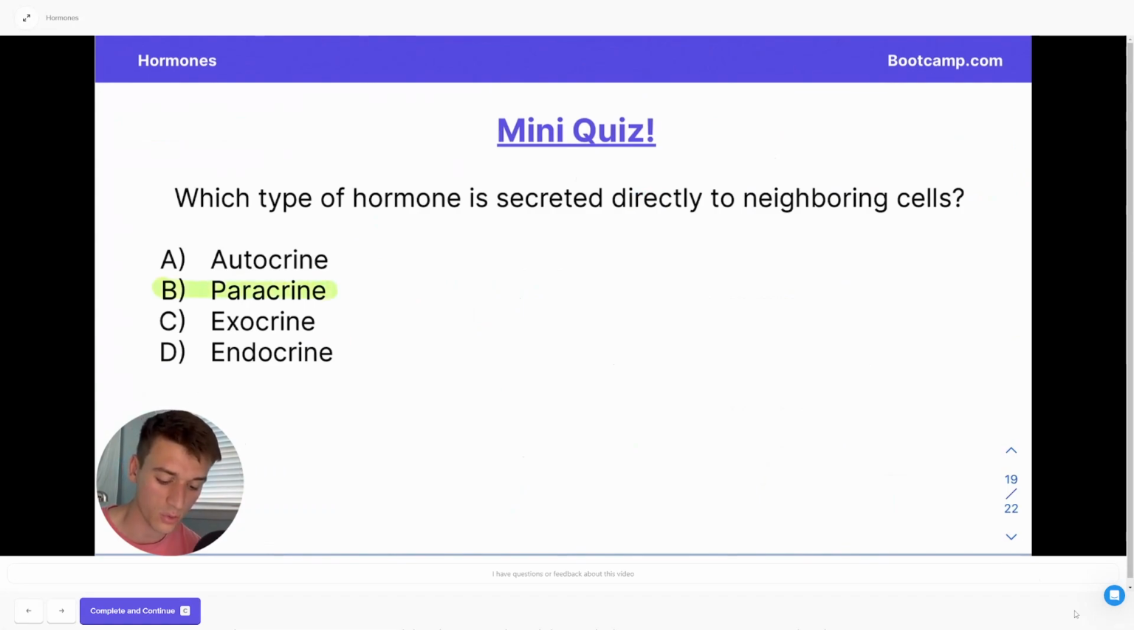Remember, paracrine hormones are the ones that are going to be released, secreted by one cell, with the target being neighboring cells. Autocrine is incorrect. These are the hormones that are going to be secreted and then target the same cell that secreted them. Exocrine hormones are secreted by a mode that we didn't quite discuss in this video. They are secreted into glands for distribution, not related to what we're looking for in this question. And D, endocrine hormones are also not correct. These are ones that are secreted directly into the bloodstream.